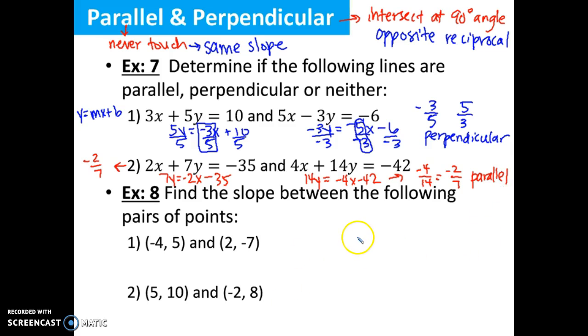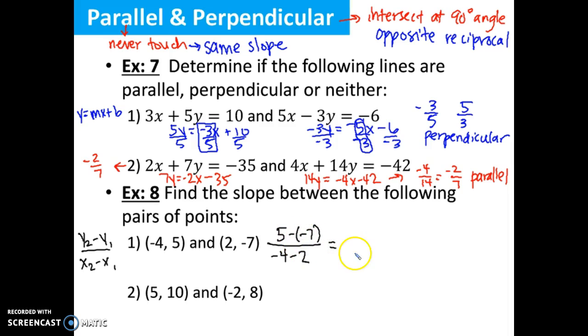So for example 8, I just want to find the slope, which we can eventually use to see if lines are parallel or perpendicular. To find the slope is the change in y over the change in x, so y2 minus y1 over x2 minus x1, or rise over run. Because of subtraction, order matters, so whatever y we start with is the x that we have to start with. So for the first one, if I start with the 5, I'm going to do the 5 minus the negative 7 over, I started with 5, so I have to start with negative 4 minus 2.